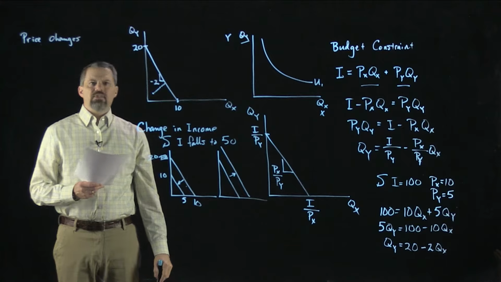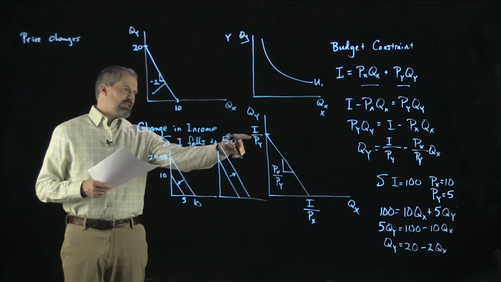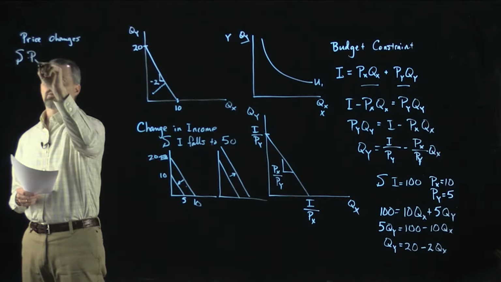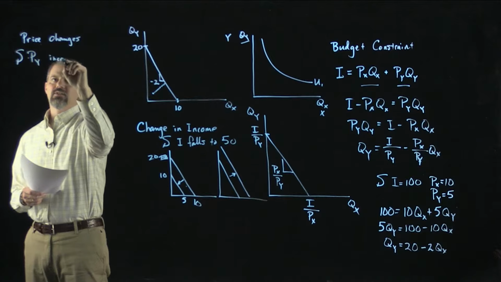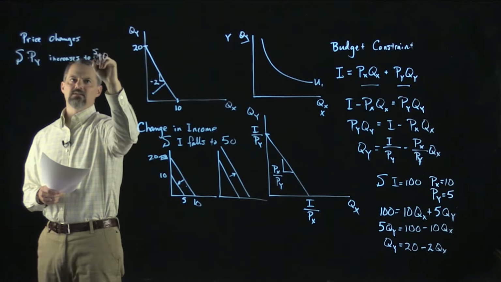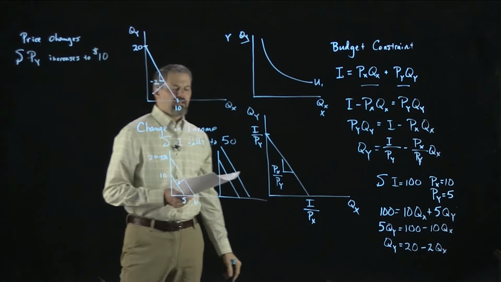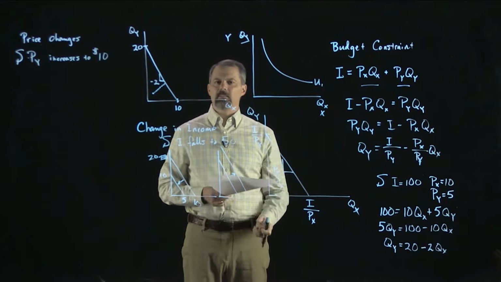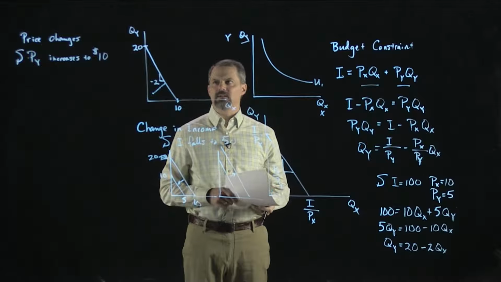Let's suppose that the price of good Y increases to $10. That's going to be bad for the consumer, right? A price went up. They will be able to afford fewer bundles.